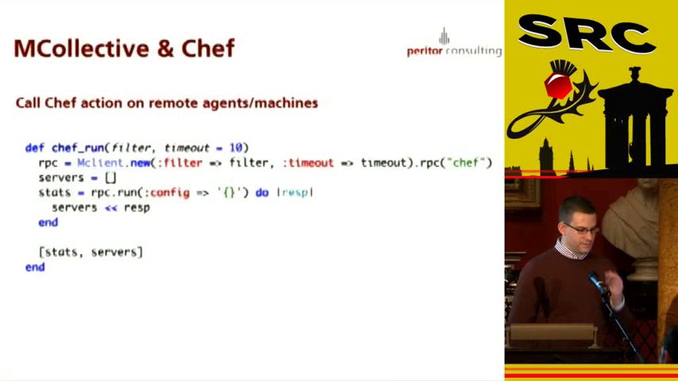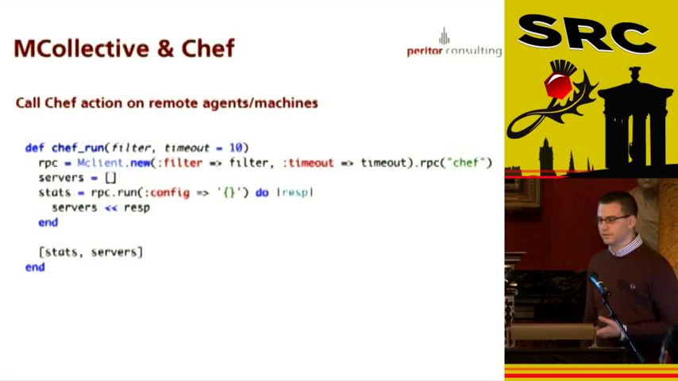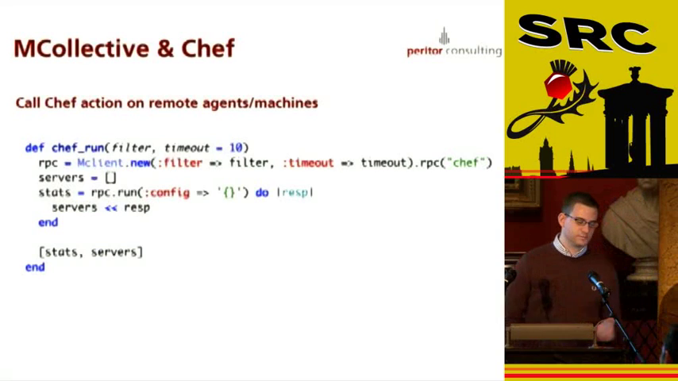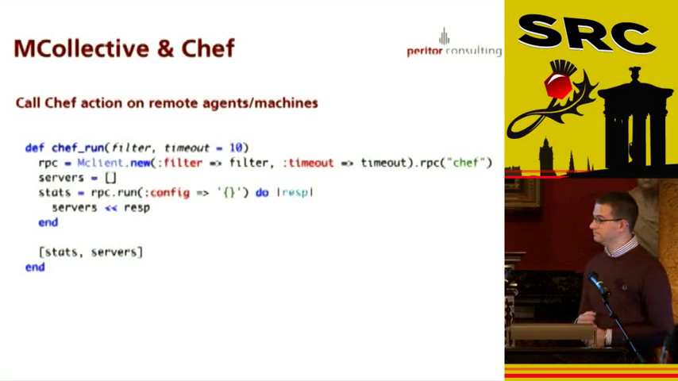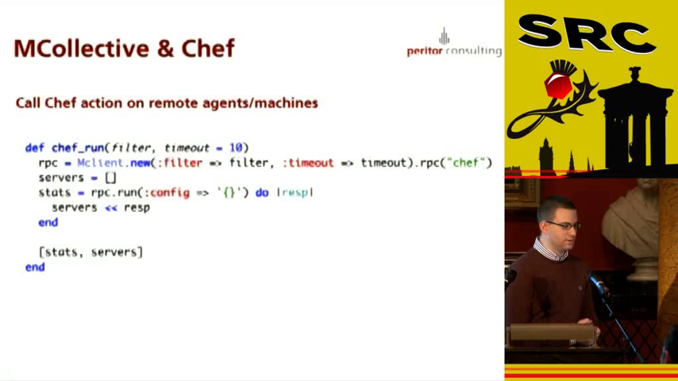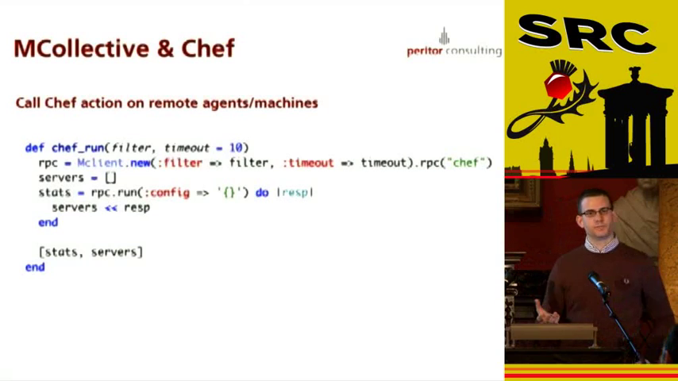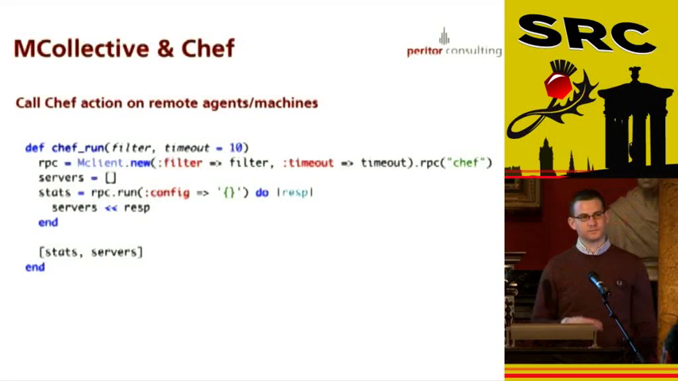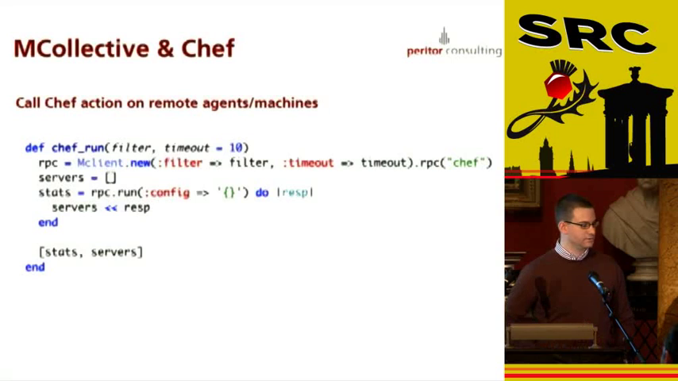In our case, this is an example of the logic in the command application that calls Chef on a couple of machines. We just have a client that we instantiate, and then we call the actual RPC method on the Chef agent, gather the responses and then return them. And of course, somebody has to introspect those and see whether everything succeeded or not.